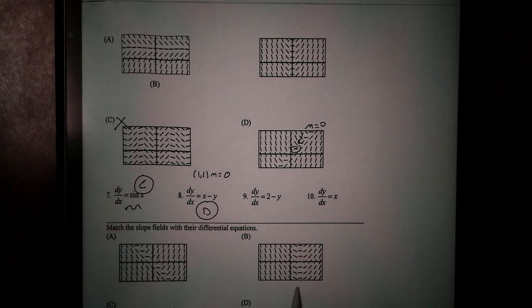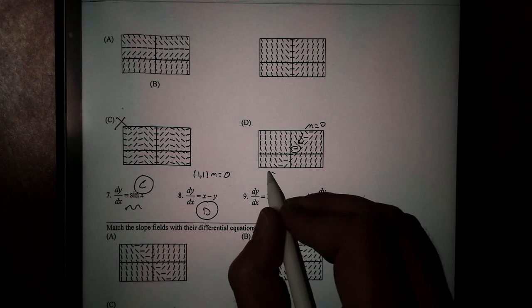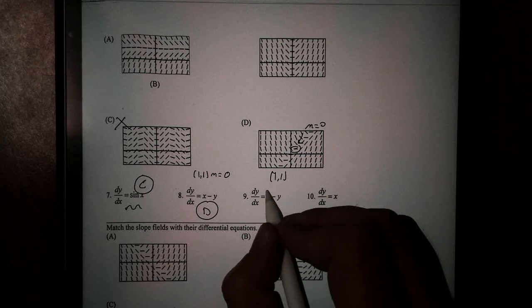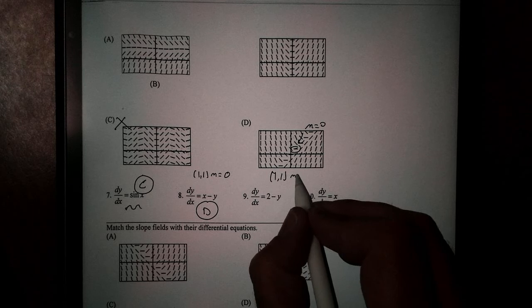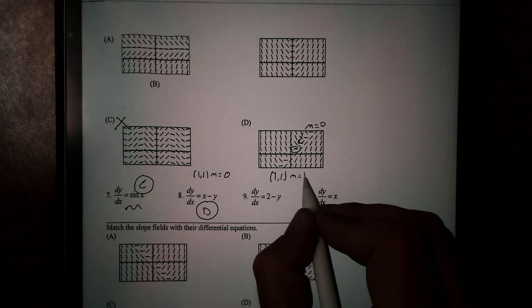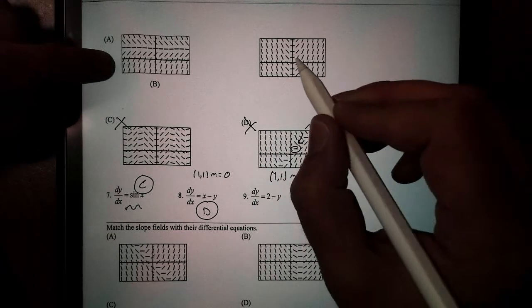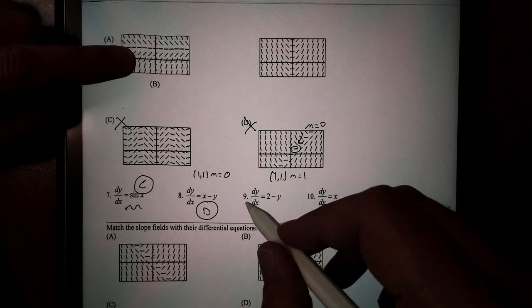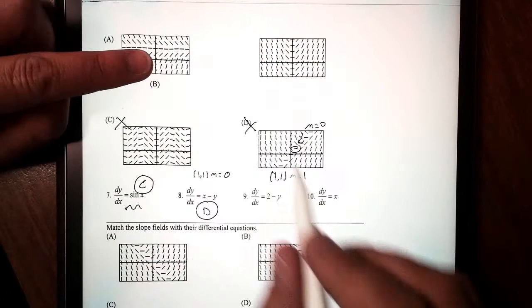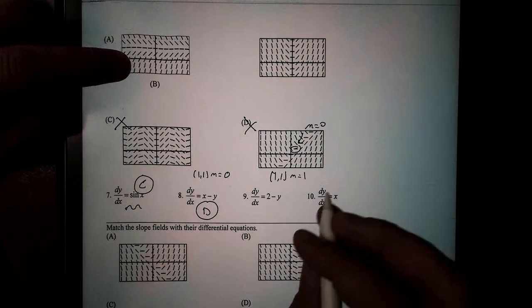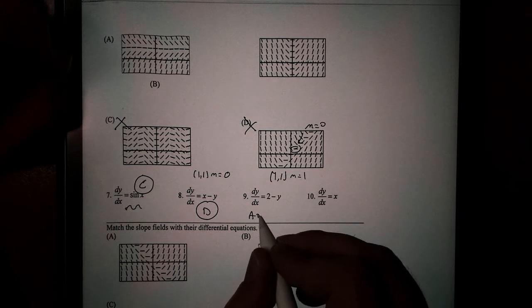And I can do the same thing for all these. Look at number 9. If I pick a point, ready? Pick the point (1, 1). I'm only interested in the y value. My slope would be 2 minus 1, which is 1. So of the two that I have left, it can't be D, remember. If I go to (1, 1), my slope here looks to be 1. And the slope here also looks to be 1. So it looks like it could be A or B still.